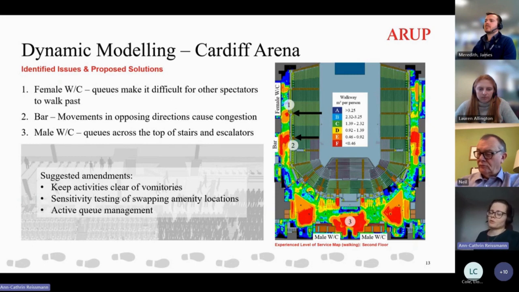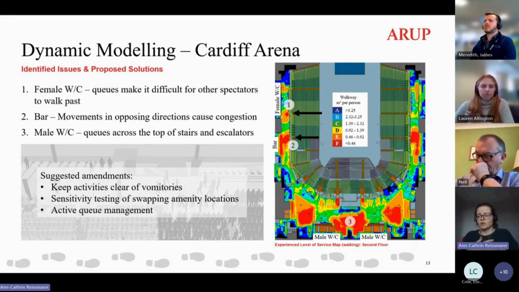And then another option we proposed to the client is active queue management. Whilst this isn't necessarily what you would want in a scenario like this, there are options. So either, again, introducing those tensor barriers or Disney-style queue systems, or some stewards that keep an eye on movements. That is an option that is fundamentally down to the client, but we did recommend that as well, just to manage space number 3 a bit better.